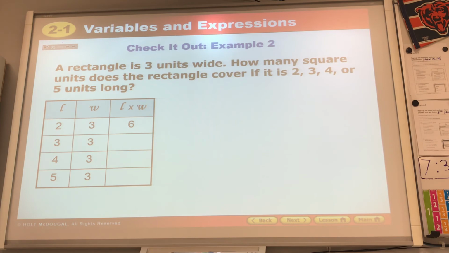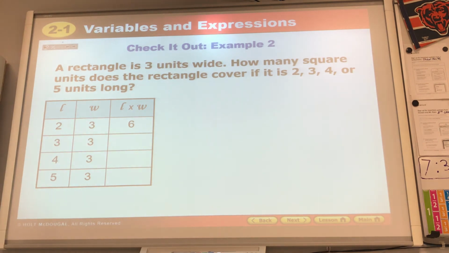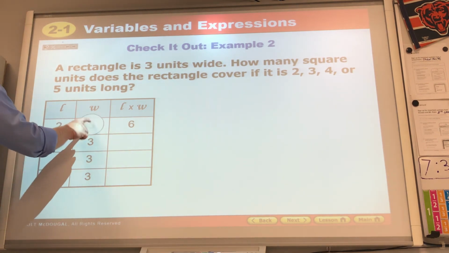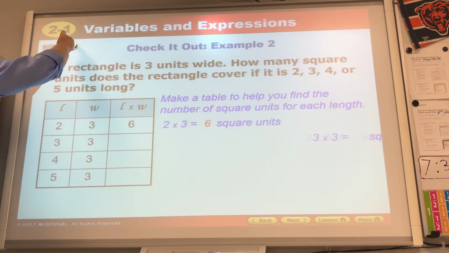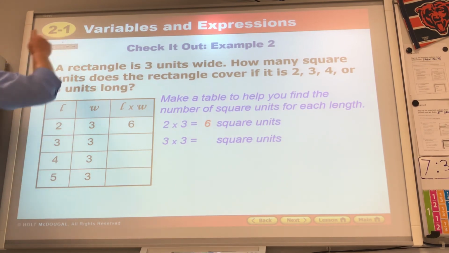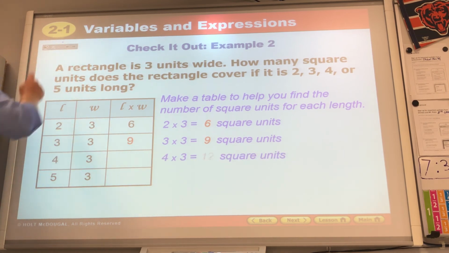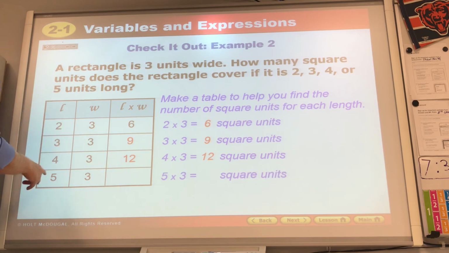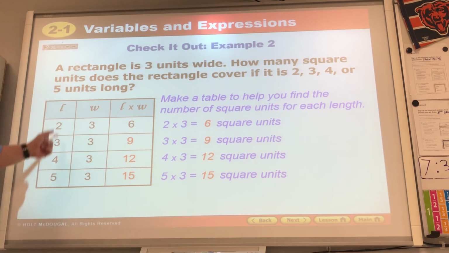Now, a rectangle is 3 units wide. So now it's only 3 wide, but the length, again, is going to change. So the length, 2 times 3 was 6. Now when it's 3 times 3, it's going to be 9. When it's 4 times 3, it'll be 12. And when it's 5 times 3, it'll be 15. All right? The W is staying the same. The only one changing is the length. So they're asking you to put those in.